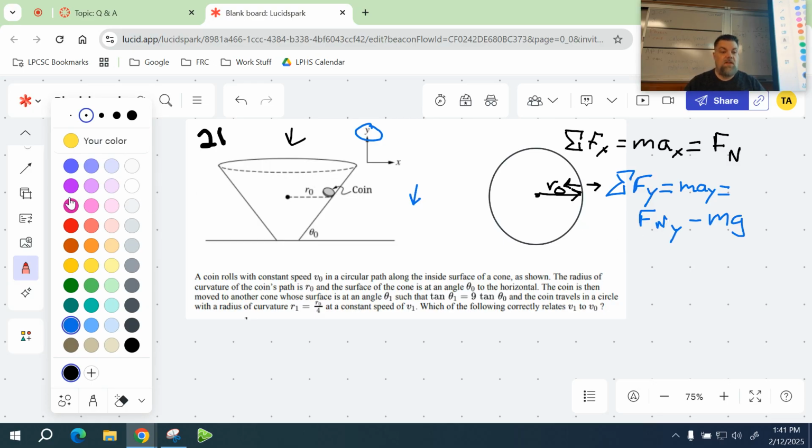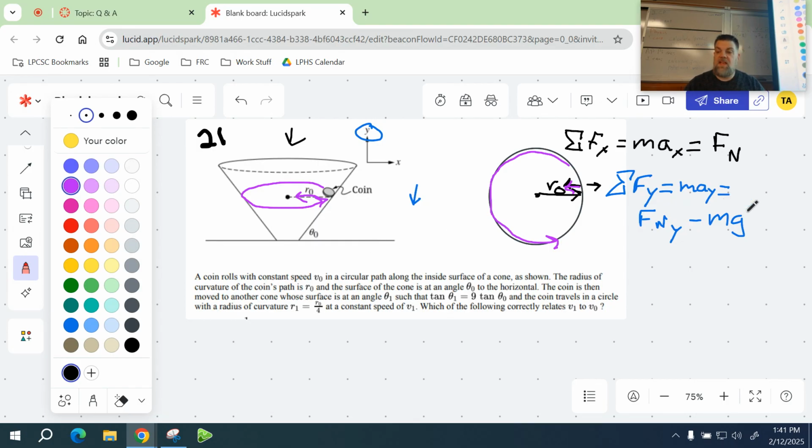This coin is traveling around this circular path. Its velocity is good enough that it keeps it in this path. It wants to go straight, right? It has a tendency to want to go straight, but the cone forces it back in. That's this force. And when you think about a force going in this direction, that is the sum of the x forces. Okay? It's equal to the normal force.